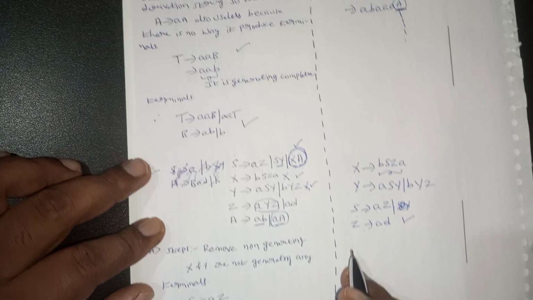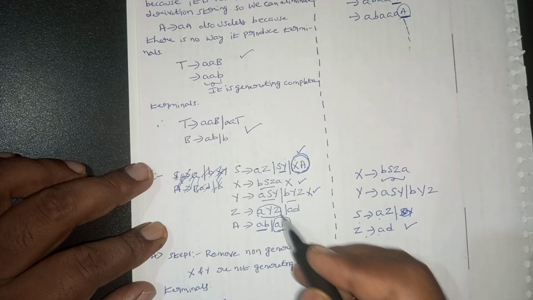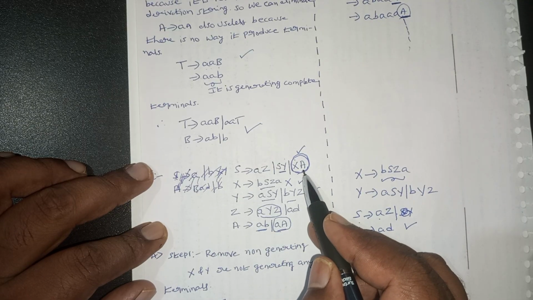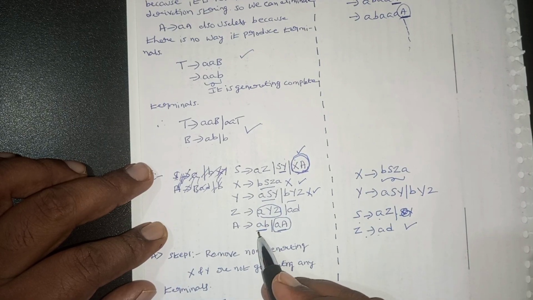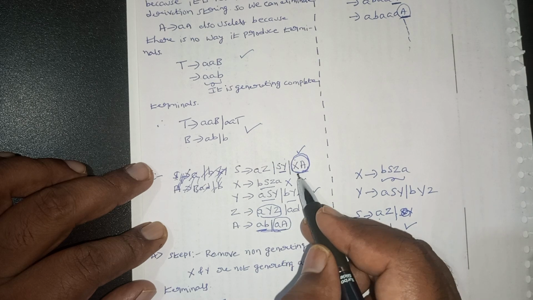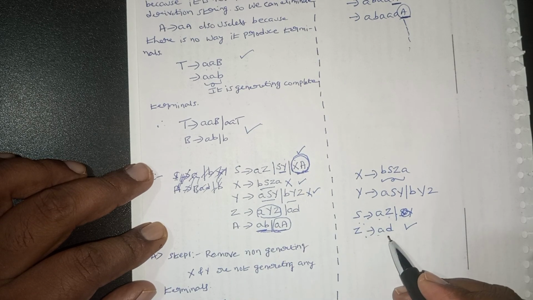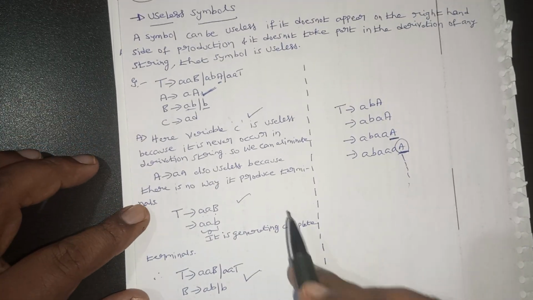First of all, these two are not generating any strings, that is one thing. Because X is attached to the A, we have removed this. So finally A is also removed, even though it is generating strings. So finally S tends to A, Z tends to AB. In this way you have to remove the useless symbols.